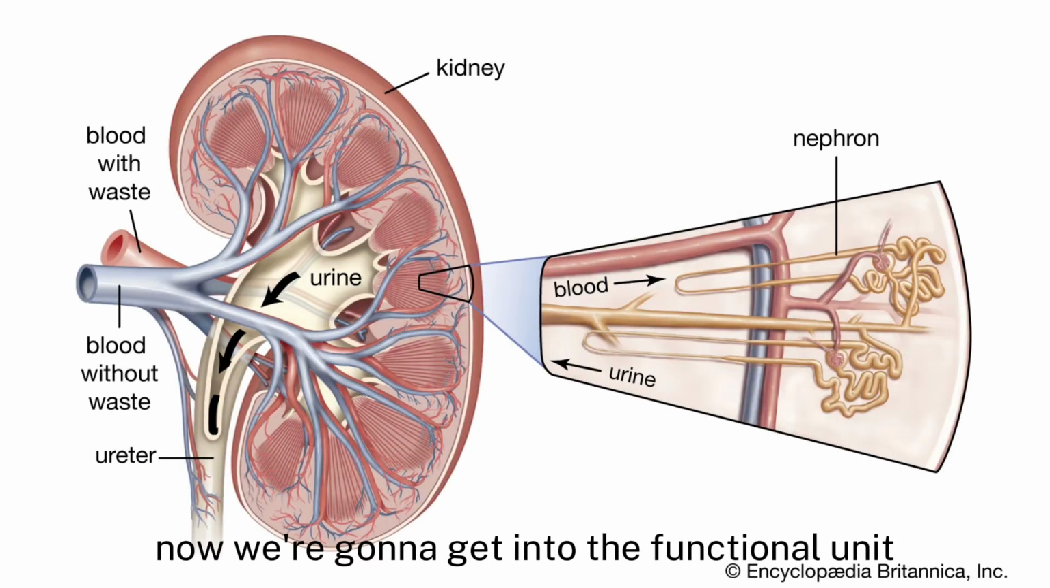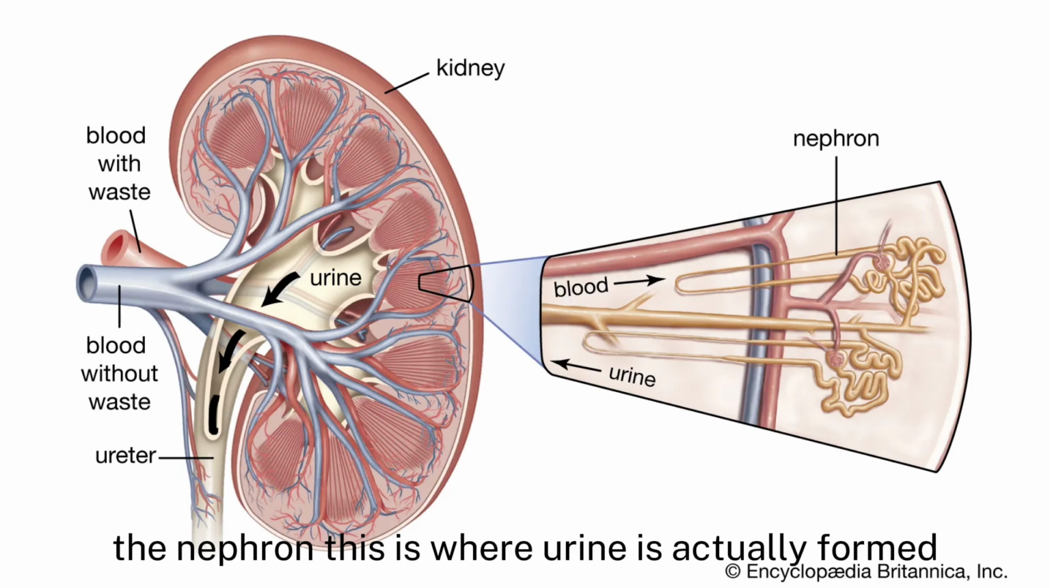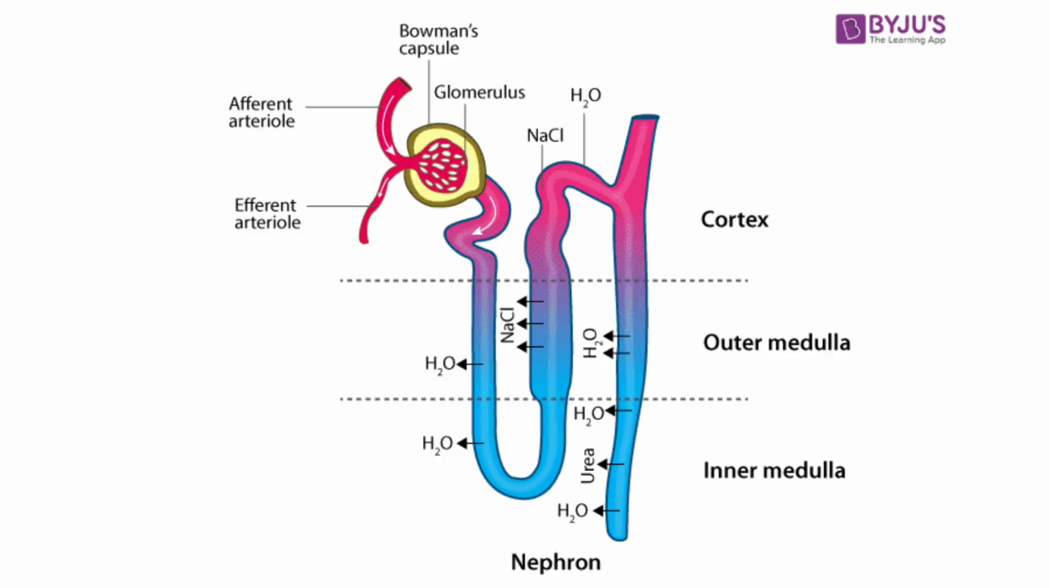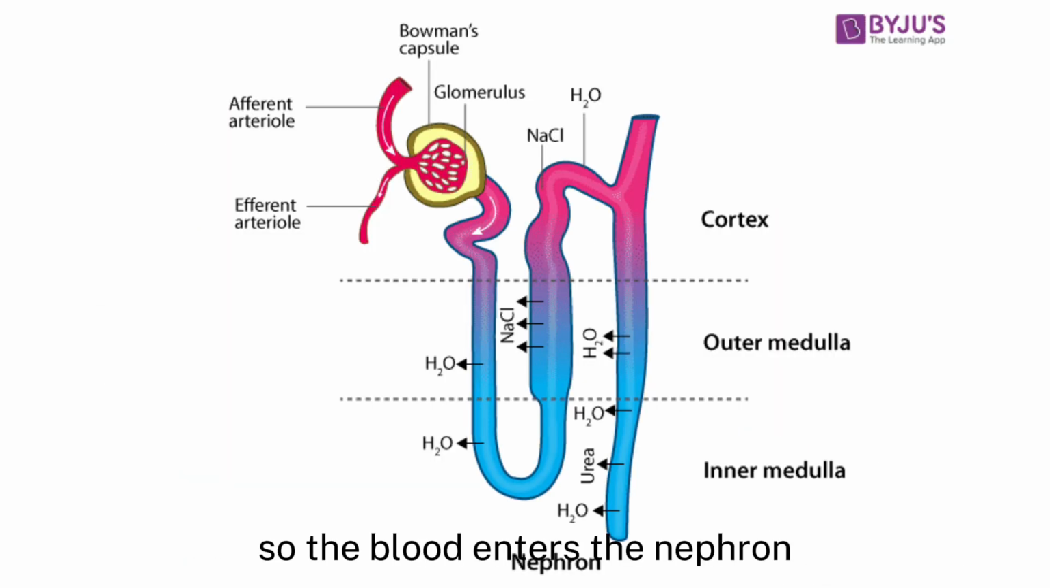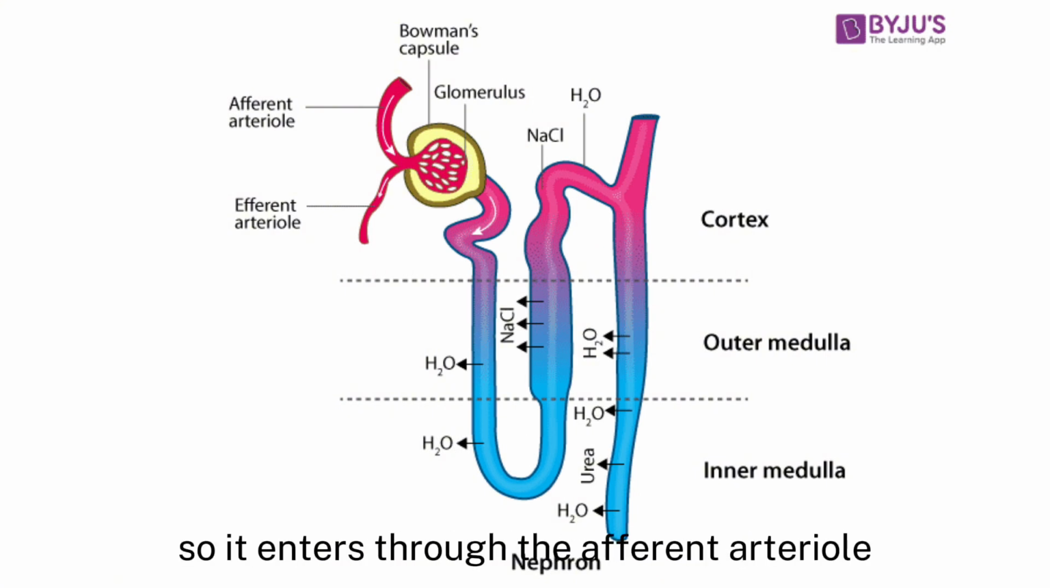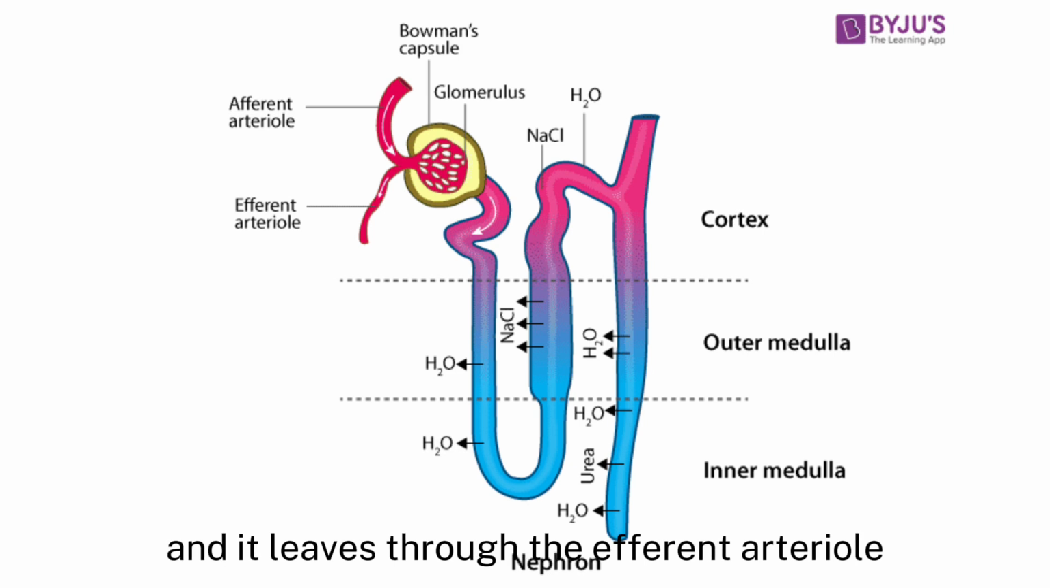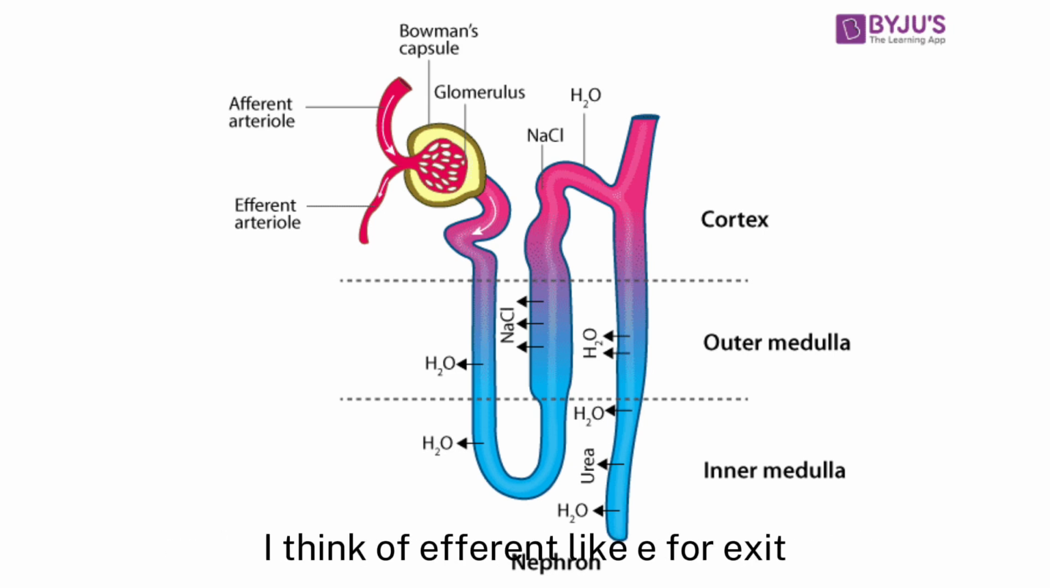Now, we're going to get into the functional unit, the nephron. This is where urine is actually formed. So the blood enters the nephron through the afferent arteriole. Afferent is like entering and efferent is exiting. So it enters through the afferent arteriole and it leaves through the efferent arteriole. I think of efferent like E for exit.